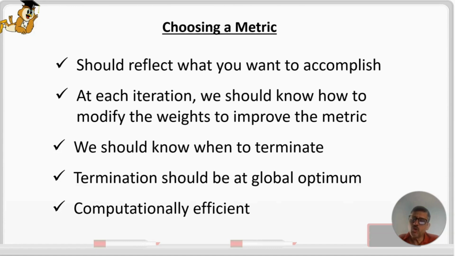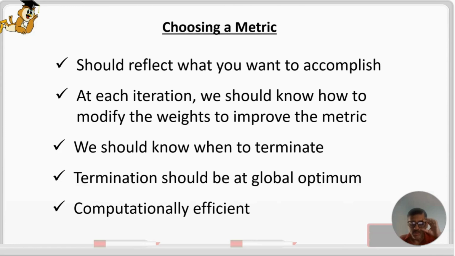At each iteration, we should know how to modify the weights to improve the metric. This is where our gradient came in, where our calculus came in. If you selected a model where this gradient could be found and evaluated at each point, it would tell you how to modify the weights to improve the value of the metric at every iteration. So point number 2 is satisfied. We should know when to terminate. We talked about that with the sugarcane example: when the incremental benefit becomes trivial, very marginal, that's when you want to terminate.